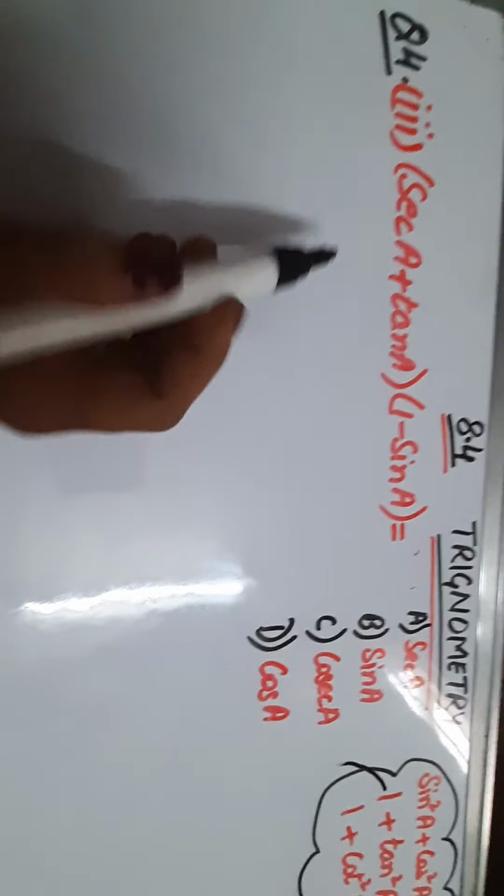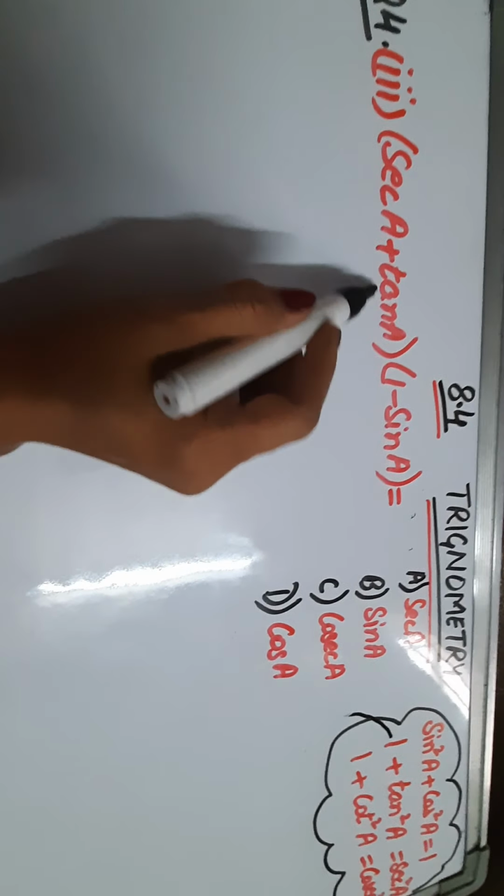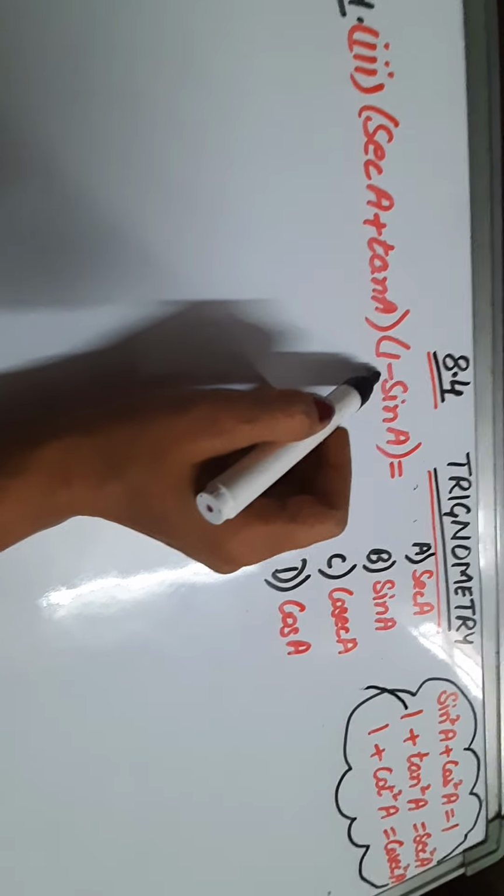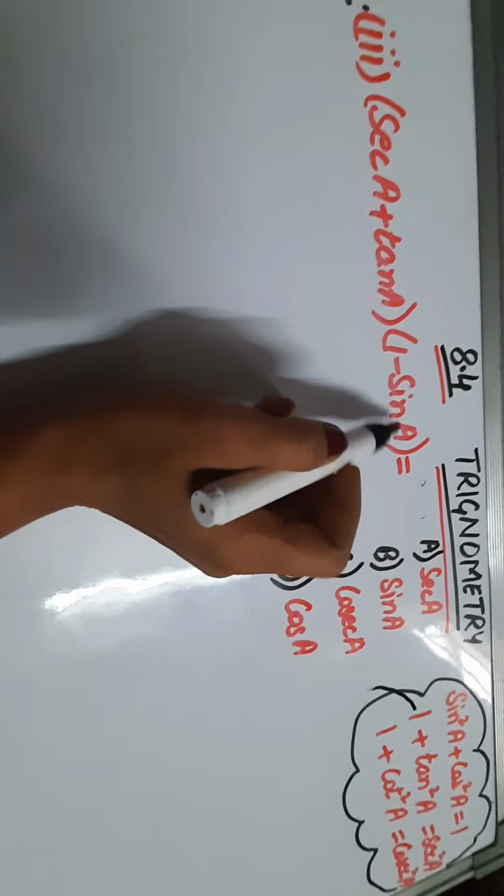Now dear students, our fourth part is secant A plus tan A multiplied by 1 minus sin A. And these are the 4 options given to us. So the very first step, I told you, always check whether the square is present on the trigonometric ratios or not. Yes, the square is not there, means right now we are not able to apply any trigonometric identity.